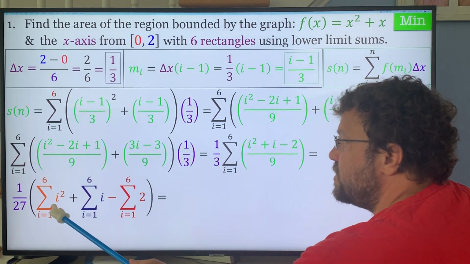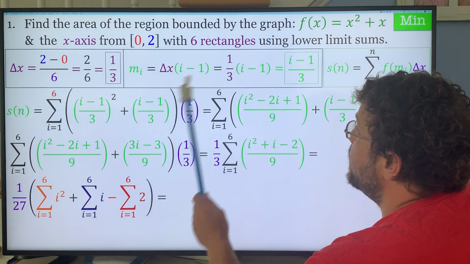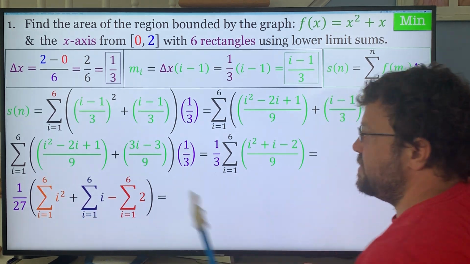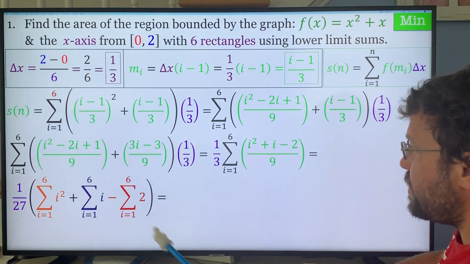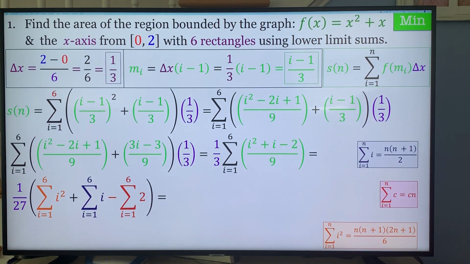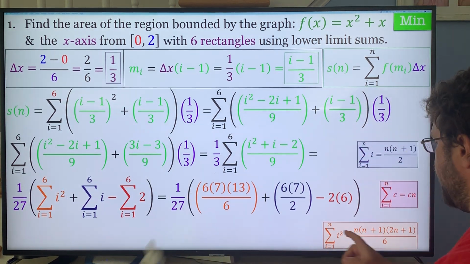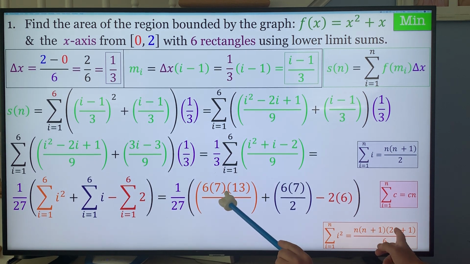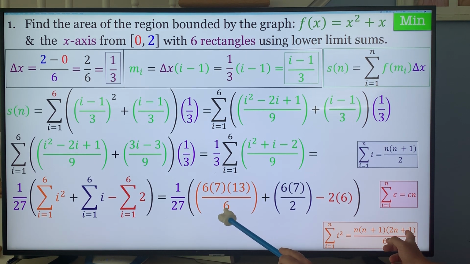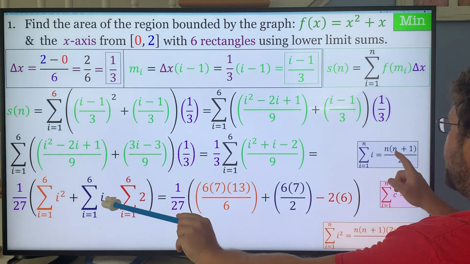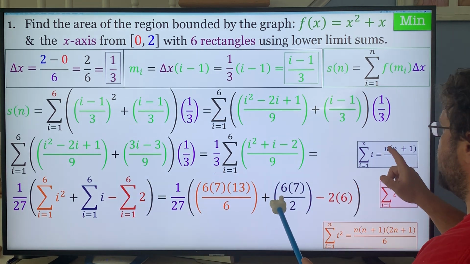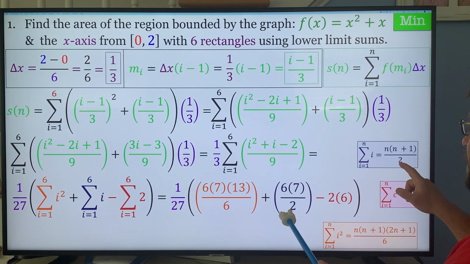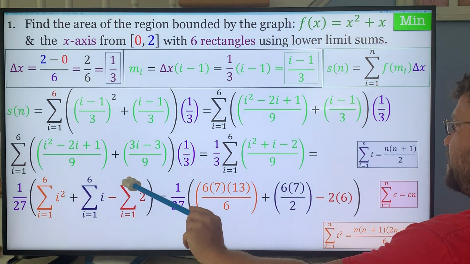And I can take the sums of each one of these. With 6 rectangles, each one is from 1 to 6. Got it so far? I'm going to use my summation formulas. The sum of i squared equals n times n plus 1 times 2n plus 1, all over 6. My n is 6, so I put 6. 6 plus 1 is 7. 2 times 6 is 12, plus 1 is 13, divided by 6. My sum of i is n times n plus 1 over 2, so 6 times 7 divided by 2. And the sum of the constant is 2 times 6.